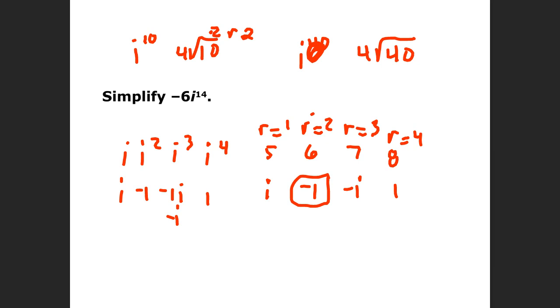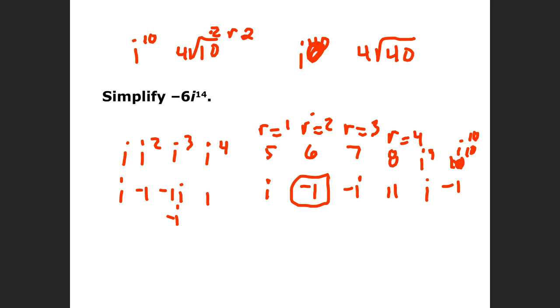We did i to the 2nd, i to the 3rd, i to the 4th, i to the 5th, i to the 6th, i to the 7th, i to the 8th, and remember, now it just starts repeating again. i to the 9th would be i, and i to the 10th would be negative, did I do this right? -1. So my remainder of 2 should be -1.